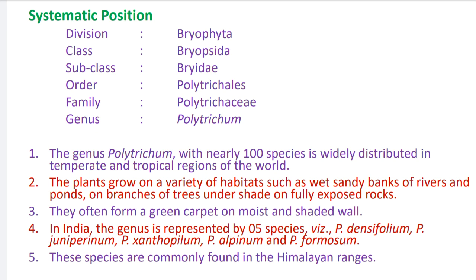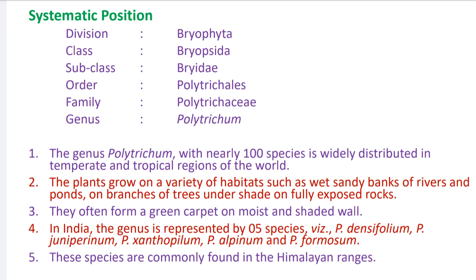Point number 1: the genus Polytrichum, with nearly 100 species, is widely distributed in temperate and tropical regions of the world.